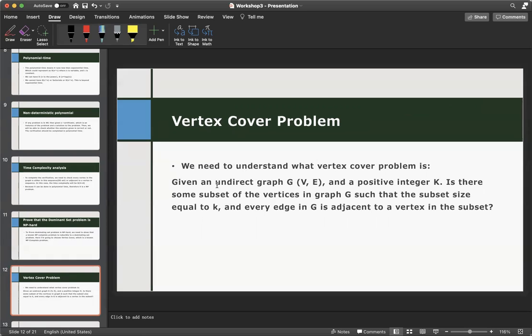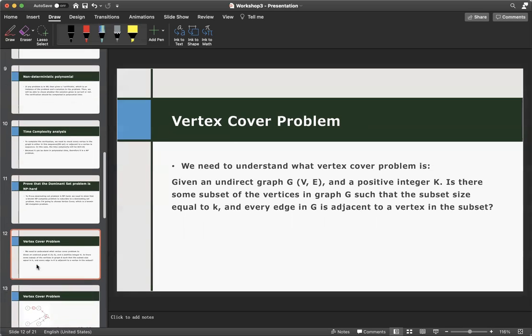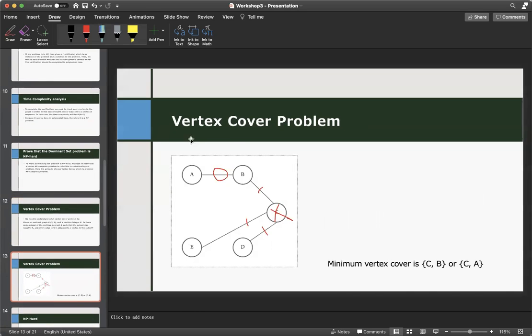Same as the example I did on dominating set. Given an undirected graph G(V, E) and a positive integer k, is there some subset of the vertices in graph G such that the subset size equals k, and every edge in G is adjacent to a vertex in the subset? Let's check the graph. Let me erase this first.